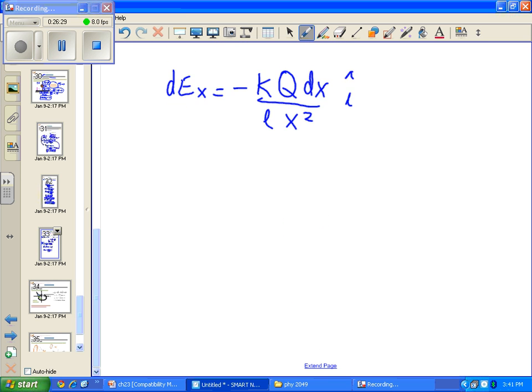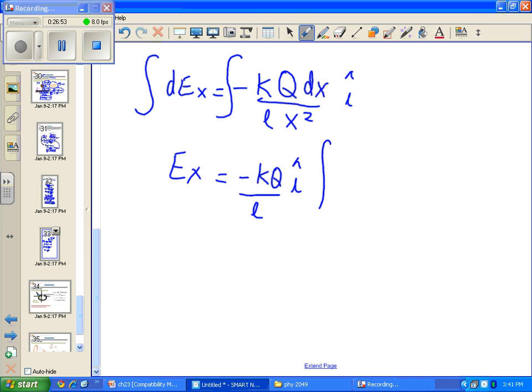And now I am ready to take the integral of dEx, and therefore obtain the value of Ex. Well, let's see. We've got a bunch of constants here that can come out of the integral: minus kq over L, and let's put i hat here, dx over x squared. Where do my little dq's first appear? At x equals a. Where do they end? At x equals L plus a.